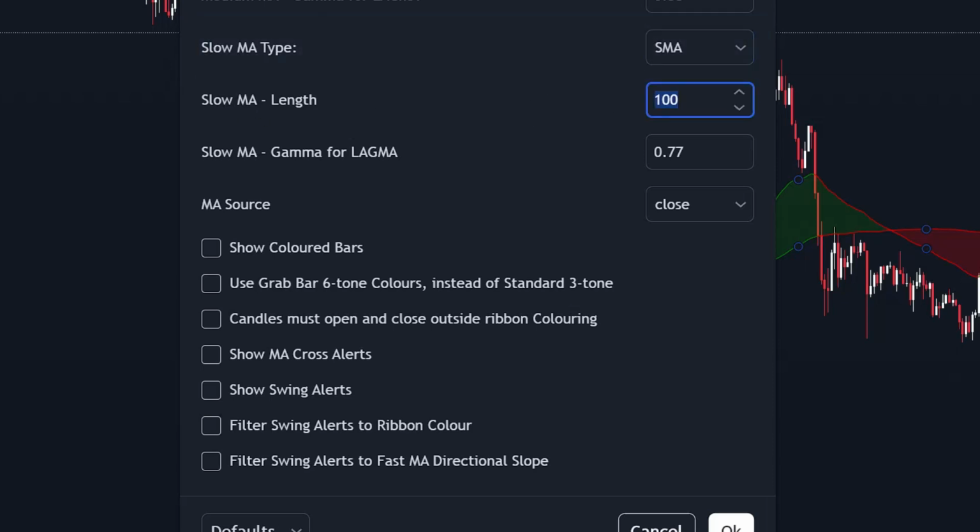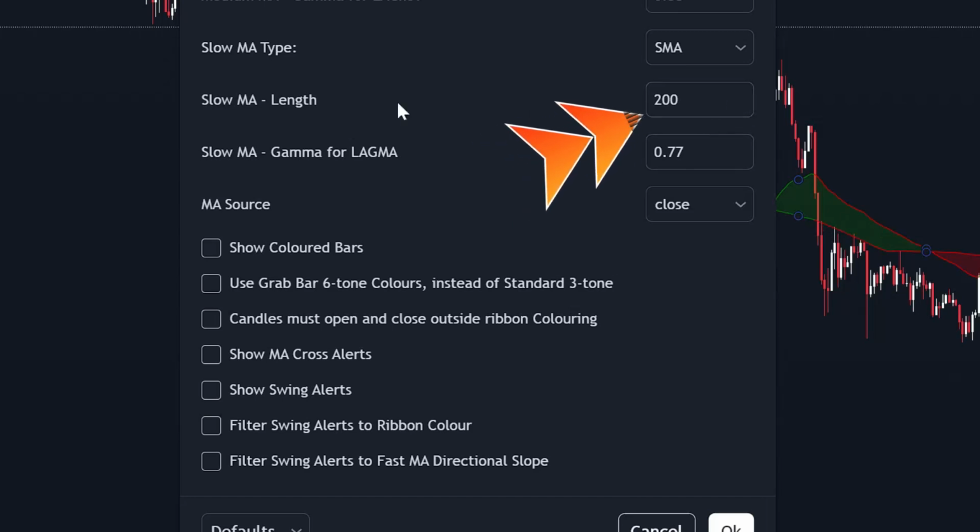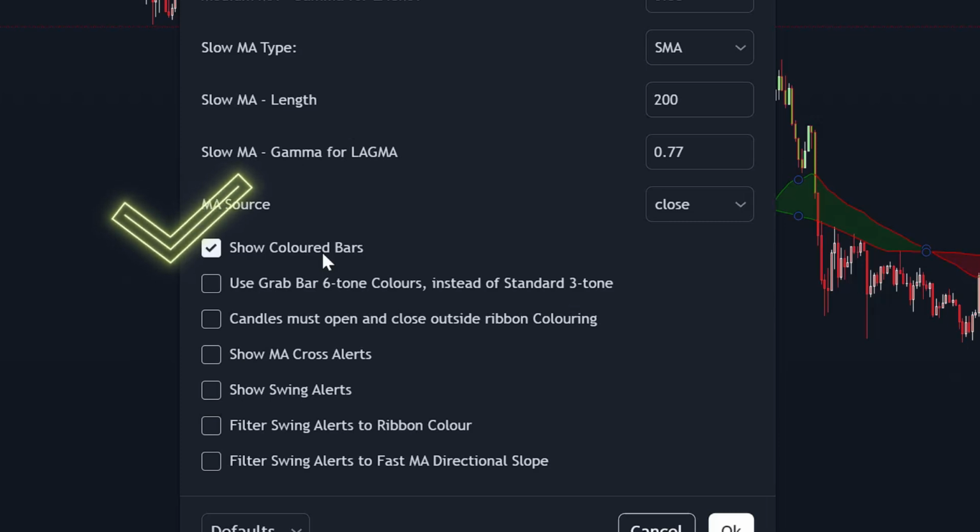Next, we'll change the slow MA period to 200. This means the indicator will consider the last 200 bars to calculate the moving average, giving us a better sense of the overall trend. We'll also enable the option to show colored bars, which will make it easier to see the trend direction at a glance. Then we'll disable the other options to keep the chart clean and focused.